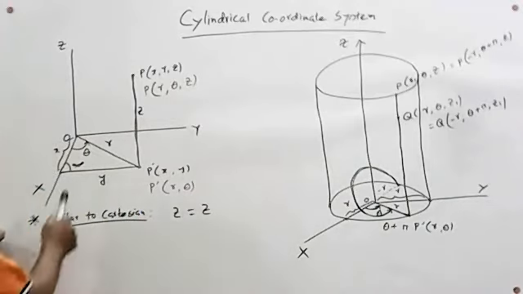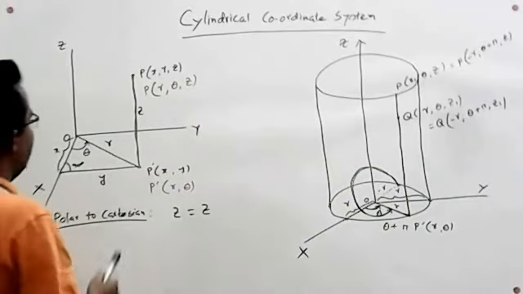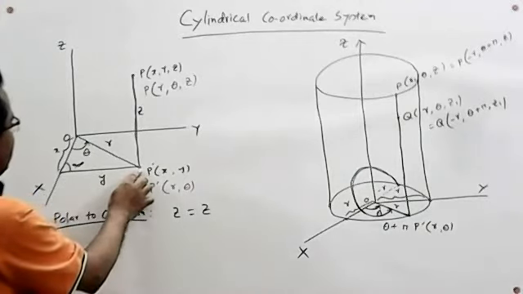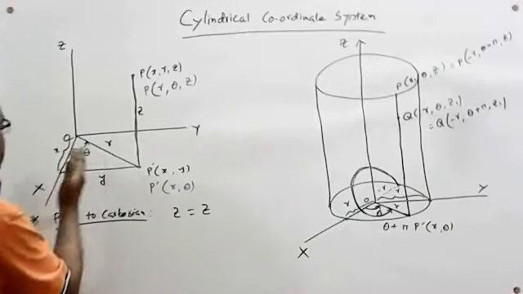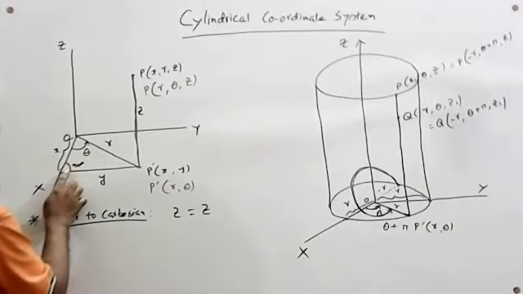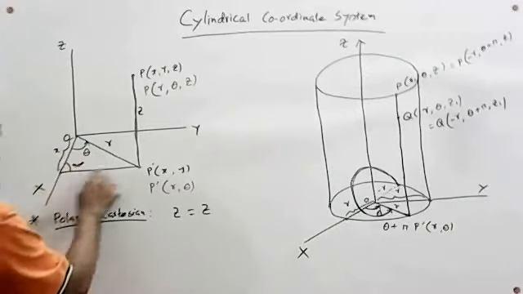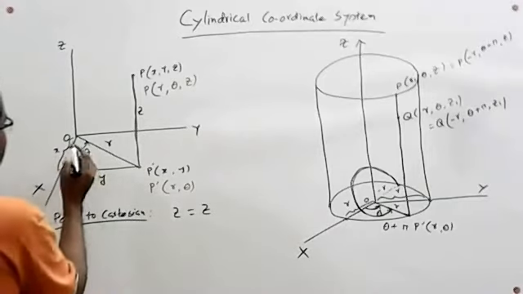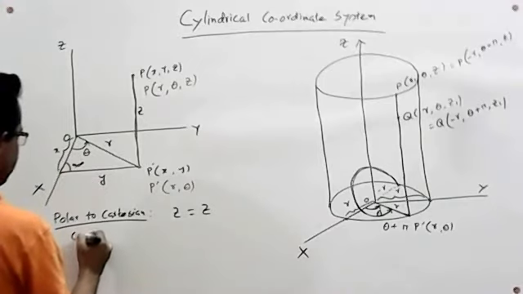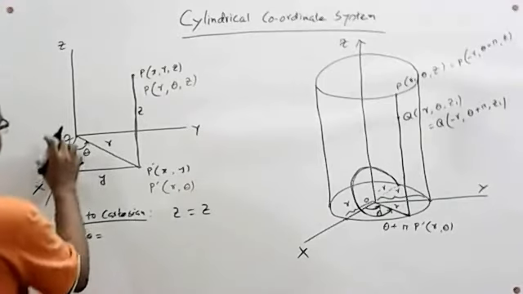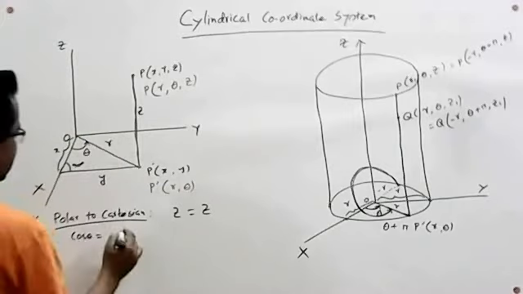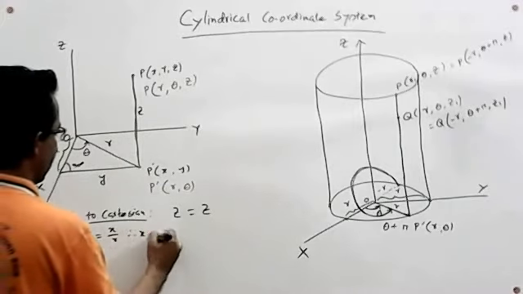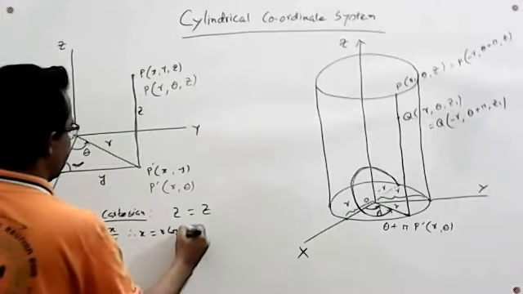Now, if we consider this triangle, since it is perpendicular from P to the x-axis, this angle is 90 degrees. So from this triangle, we can say that cosine of theta equals base divided by hypotenuse. Base is x, hypotenuse is r. So x equals r cos theta.